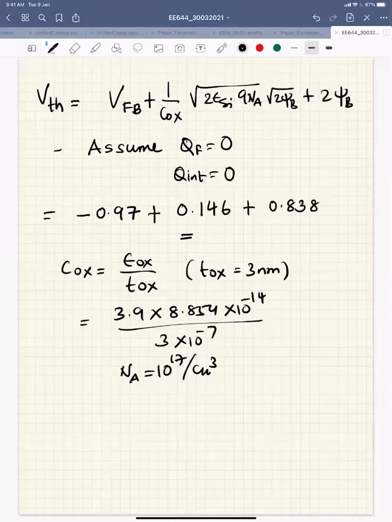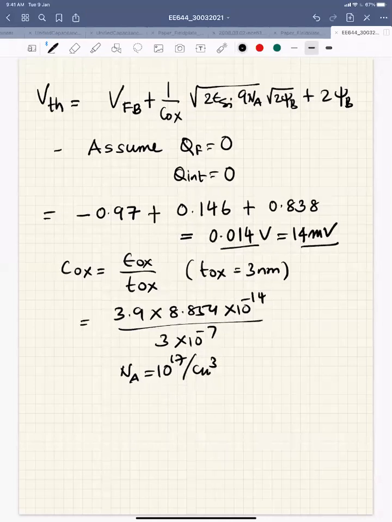0.838 plus 0.146 minus 0.97. So this will be around 0, right? So this is 0.014 volt, right? So you see, for this condition, your threshold voltage is coming out to be 0.014 volt, which is around 14 millivolt. The threshold voltage of the transistor for this condition is around 14 millivolt, right? So this is how you calculate the threshold voltage.